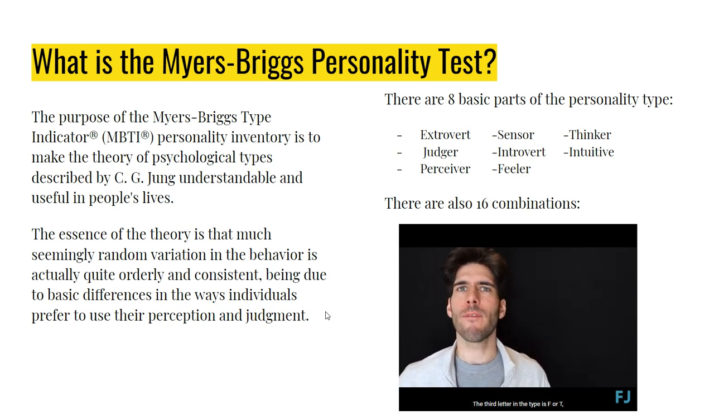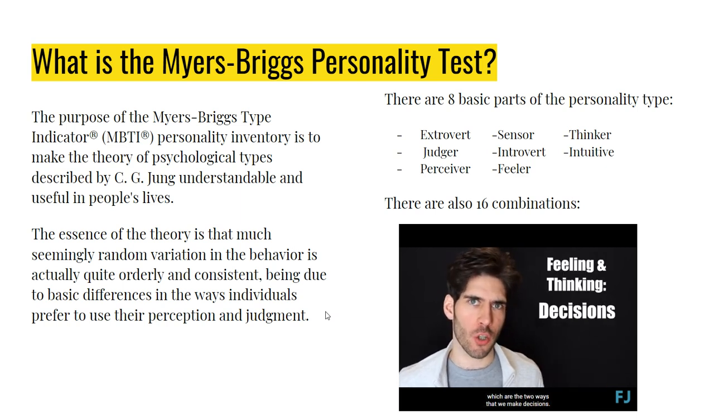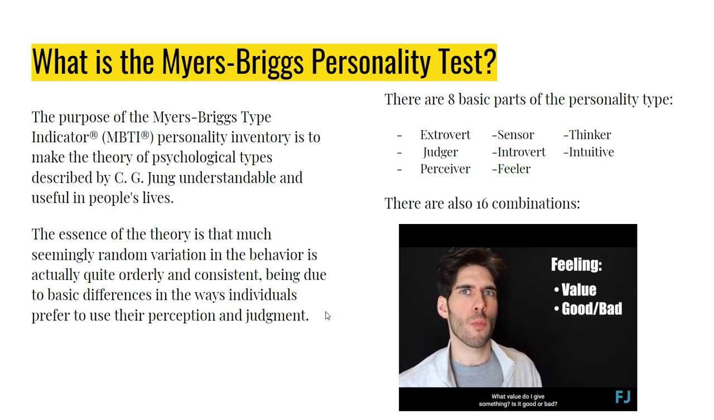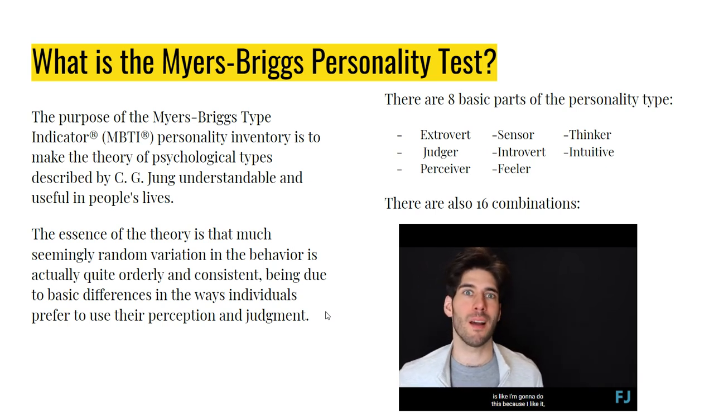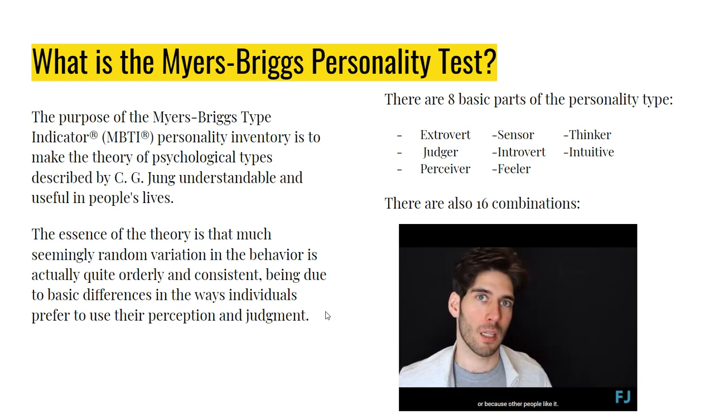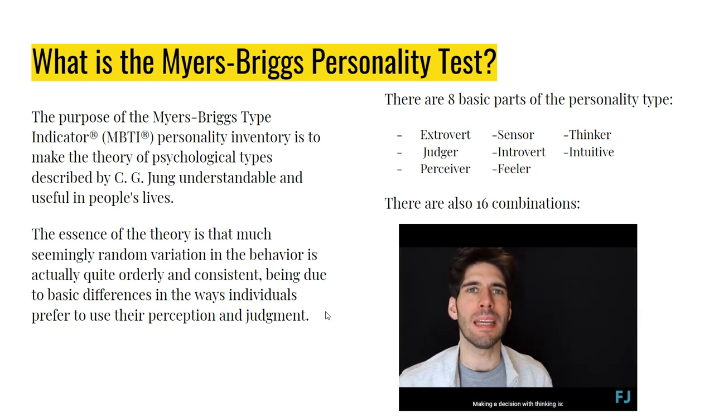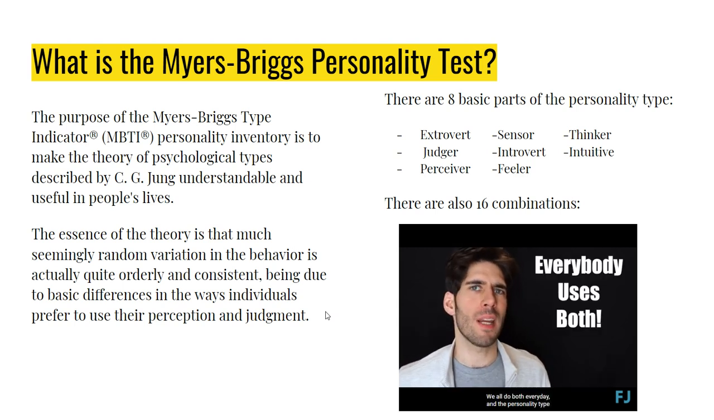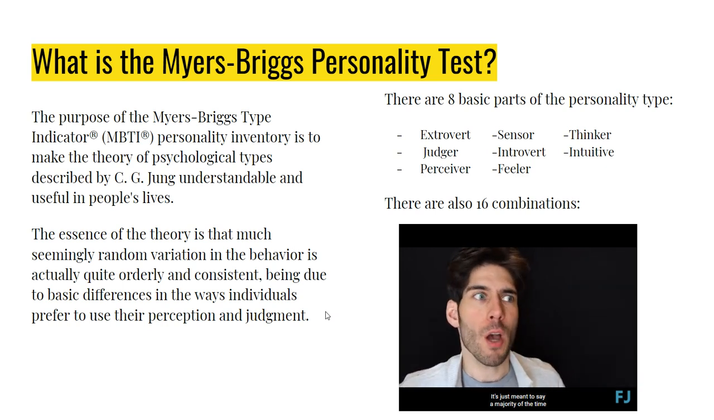The third letter in the type is F or T, which stands for feeling and thinking, which are the 2 ways that we make decisions. Feeling is not so much emotion, but value. What value do I give something? Is it good or bad? Do I like it or not like it? Making a decision based on feeling is like, I'm going to do this because I like it or because other people like it. Thinking, on the other hand, is logical, rational. Does it make sense? Does it work? Is it true? Making a decision with thinking is, I'm going to do this because it just makes sense. It just works. We all do both every day, and the personality type isn't meant to put you in a box. It's just meant to say, a majority of the time, what do you prefer?